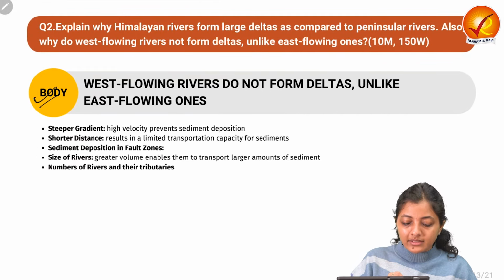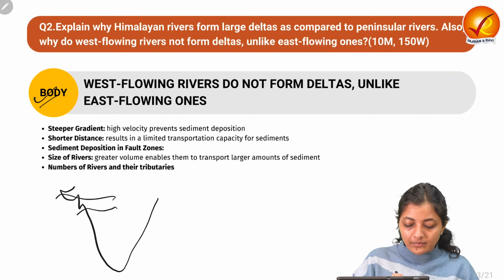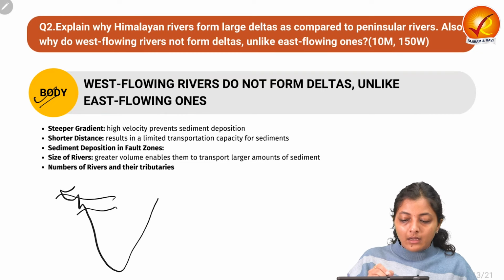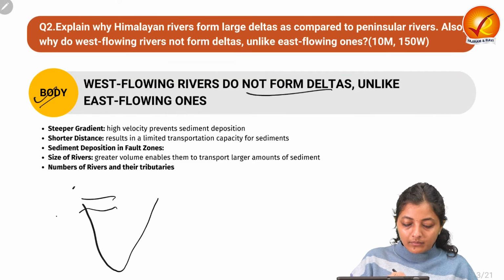Next comes why the western rivers do not form deltas.